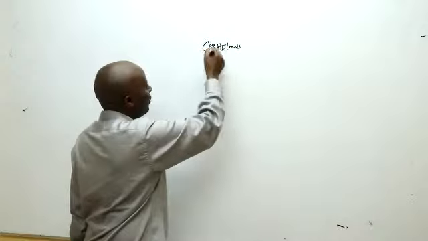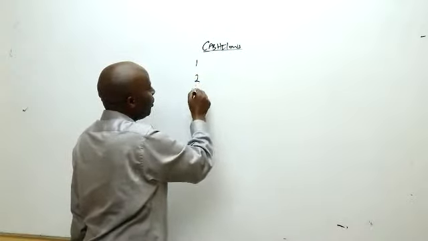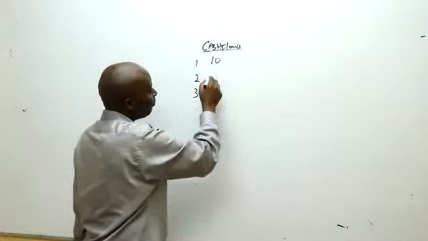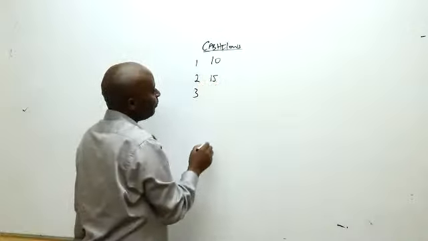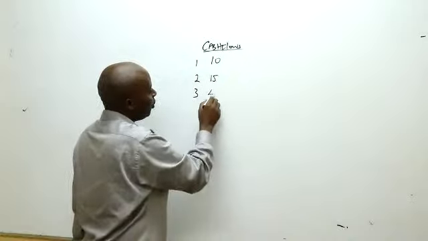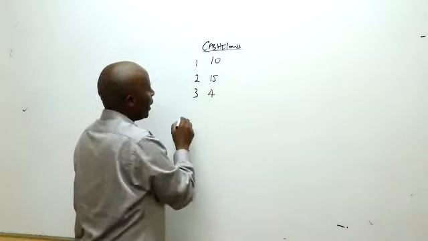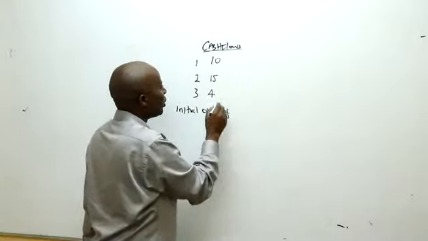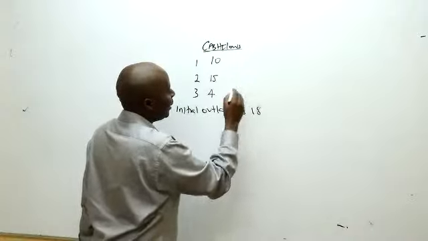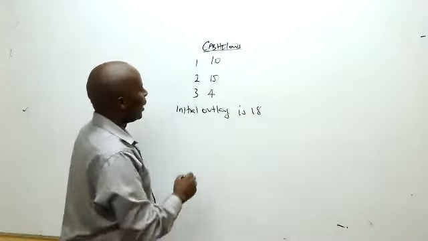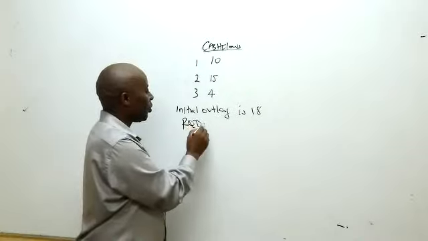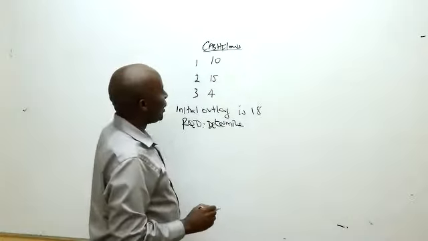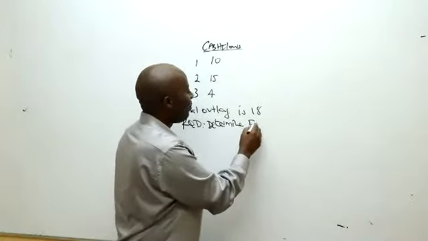This examiner gives you cash flows year 1, year 2, year 3. And then he gives you year 1 cash flow to be 10, year 2 cash flow 15, year 3's cash flow, for example, 4. And then he tells you that the initial outlay is Kenya shillings 18. And then you are required, ladies and gentlemen, to determine the payback period, the normal payback period.